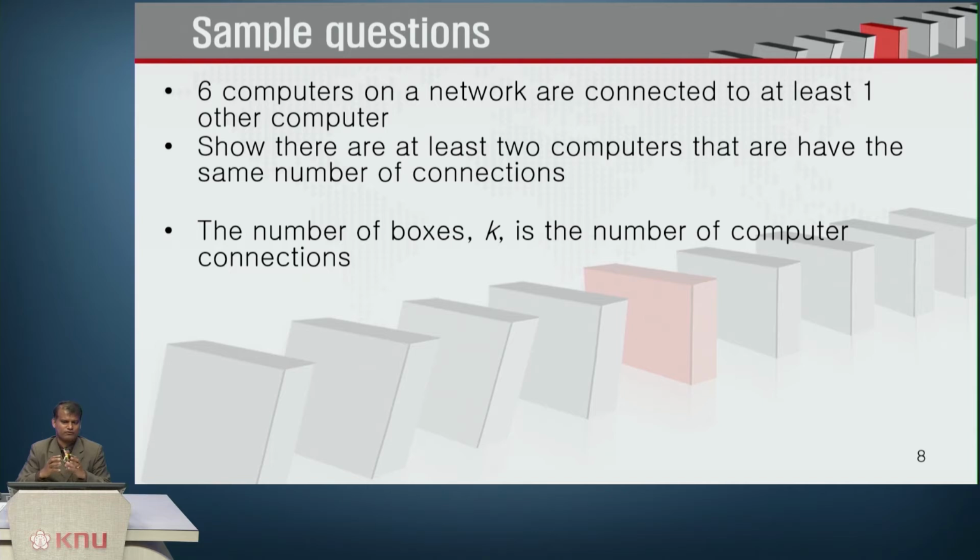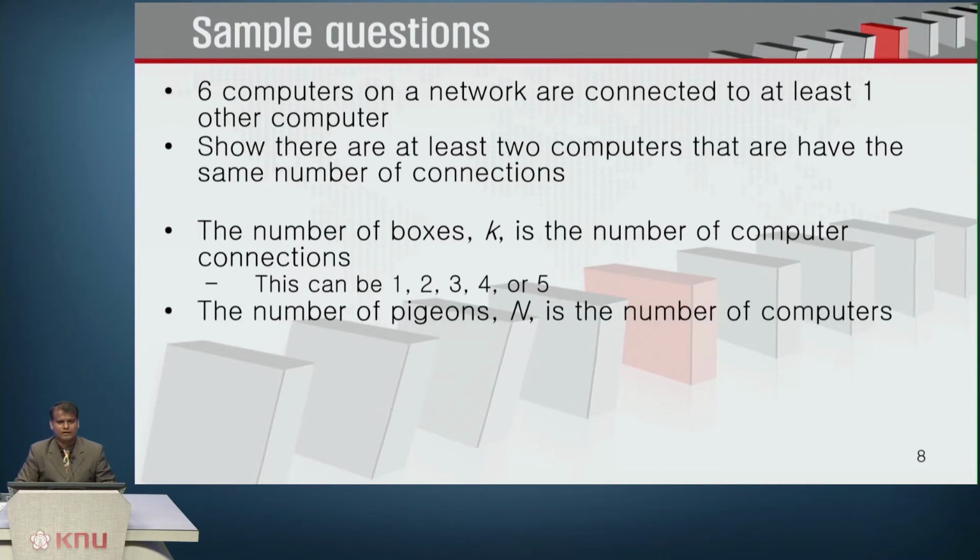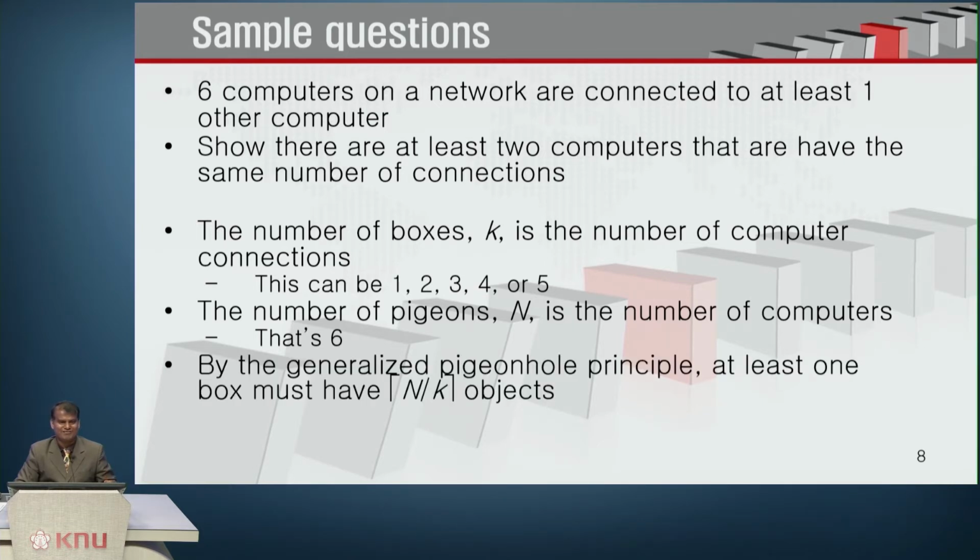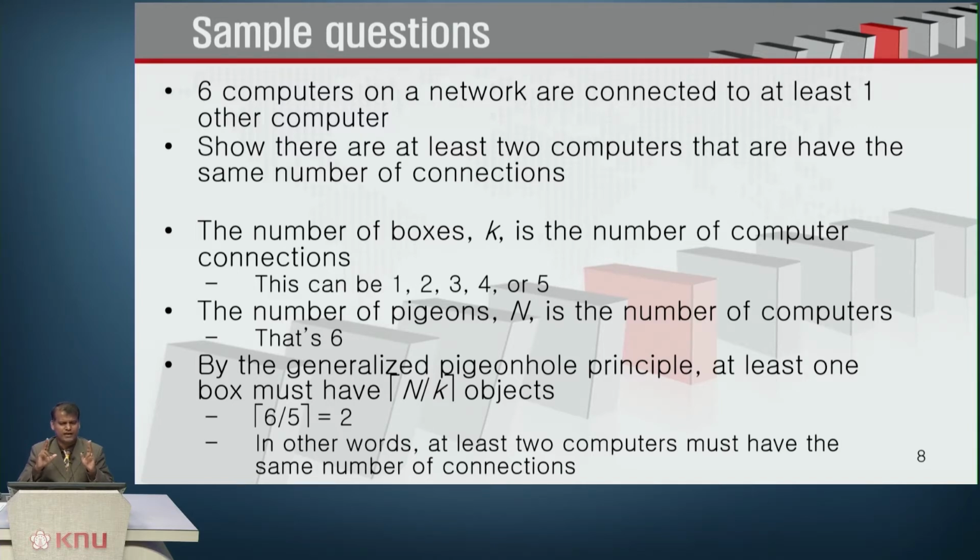The number of boxes k is the number of computer connections that we have here. So it can be 1, 2, 3, 4 or 5, because among the 6 computers, which can be termed as 6 nodes, you might have at most 5 edges. So you have 5 there, and the number of pigeons, n, is the number of computers. You have 6 computers, that's like 6 pigeons. Generalizing the pigeonhole principle, you have n by k objects. So that's 6 by 5, which yields 2. In other words, at least 2 computers must have the same number of connections among these 6 computers.